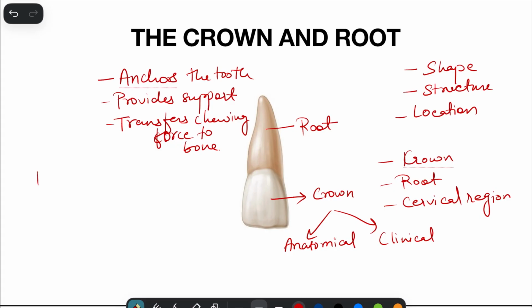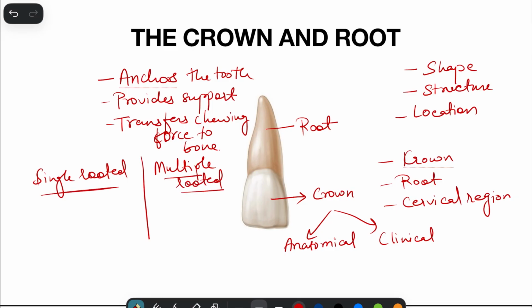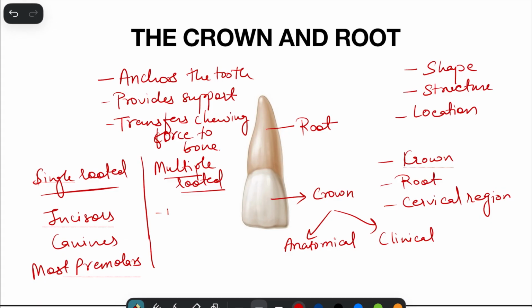Now, different teeth have different roots. We have single rooted teeth and we have multiple rooted teeth. Examples of single rooted teeth are incisors, canines, and most of the premolars. Example of multi-rooted teeth is our molars. Molars usually have 2 to 3 roots.